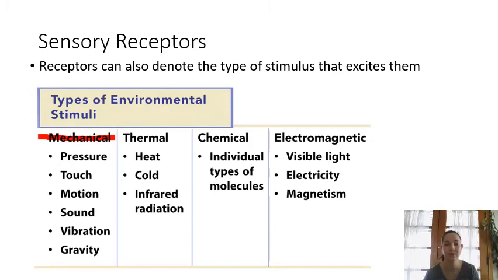For your thermal receptors, you've actually got different thermal receptors that can feel heat and different ones that feel cold. So it's not the same cells that feel both of those different things. Different cells feel heat, different cells feel cold, and you've even got some that can detect infrared radiation. Chemical sensors are things you would find in your nose and on your tongue that allow you to taste and smell different chemicals. And then you've even got some electromagnetic receptors that allow you to sense light, that's your sense of vision, and even electricity.